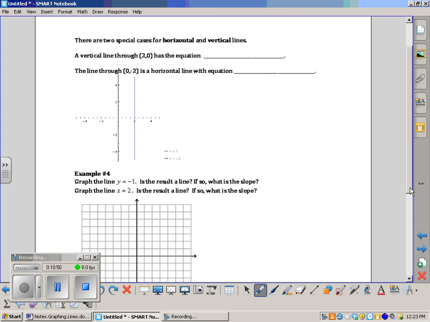All right, there's two special cases. A vertical line through 2, 0 has the equation, well, that's x equals 2. That's right here. No matter what, the x value is always 2. And a line through 0, negative 2 is a horizontal line. That's y equals negative 2.